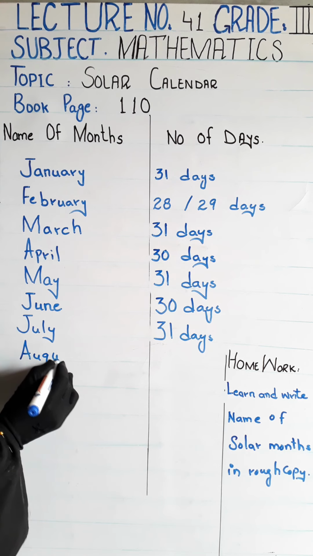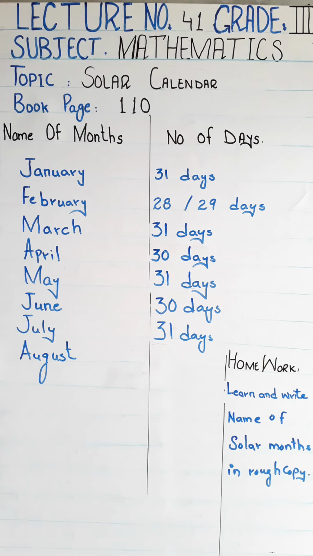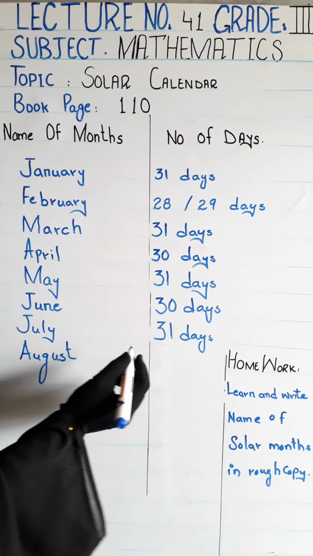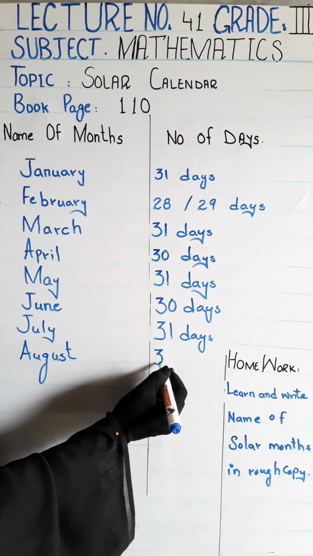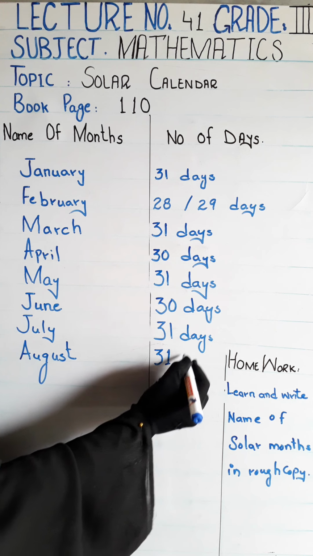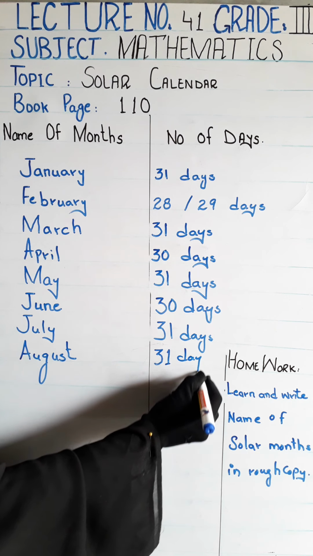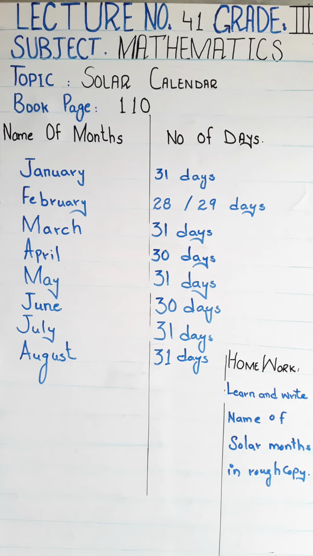Yes, we celebrate Independence Day in this month, remember, on 14th of August. How many days in August? 30? No, student, not 30, 31, okay, 31 days.